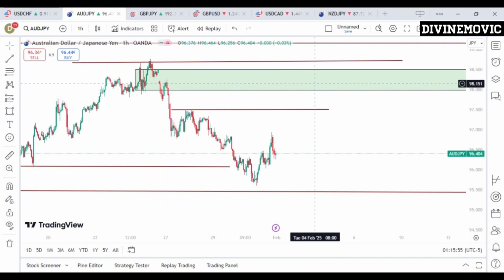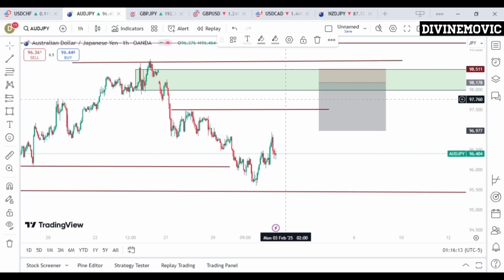That means an entry on this particular pair right now is just simply to wait for price to buy to the upside and then give us a change of character, and then we'll sell to this liquidity point here. We're going to be looking for a sell opportunity from this particular point here.